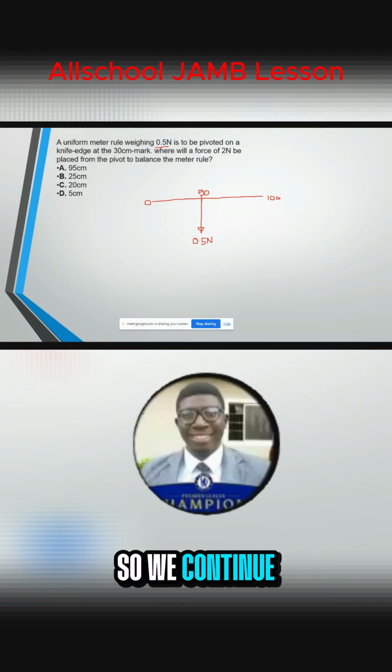So we continue. It is to be pivoted on the knife edge. The knife edge is that triangle at 30 cm. So where is 30 going to be? Is it after this arrow or before the arrow?